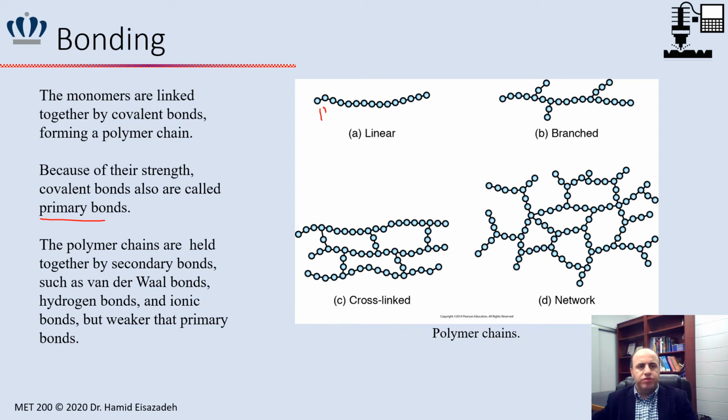Sometimes polymer chains are held together by a secondary bond. The secondary bond can be a van der Waals bond, hydrogen bond, or ionic bond, and these bonds are weaker than the primary bond or the covalent bond.